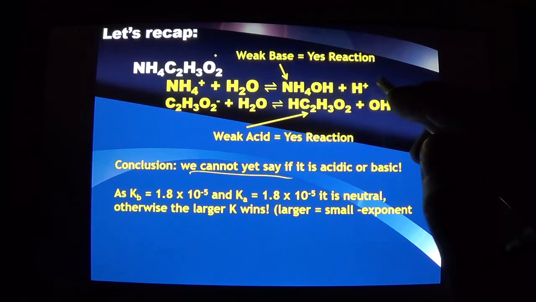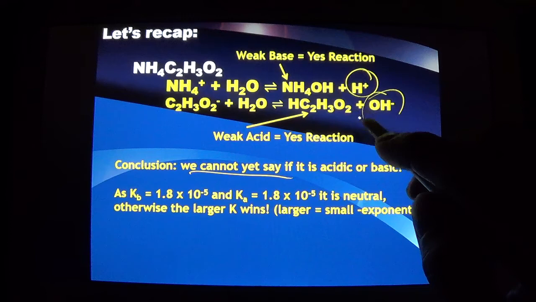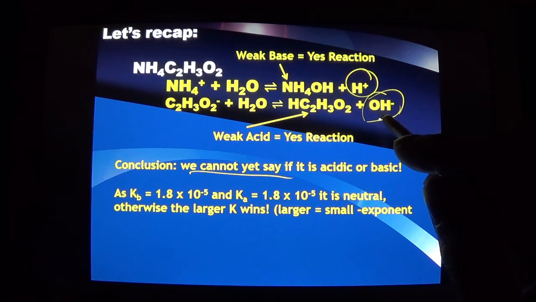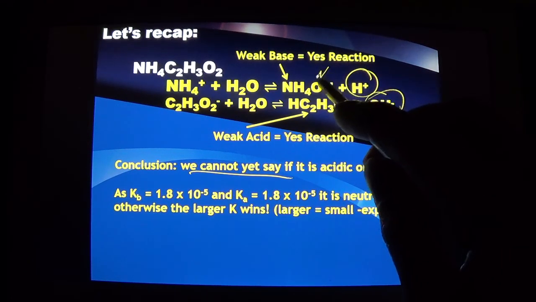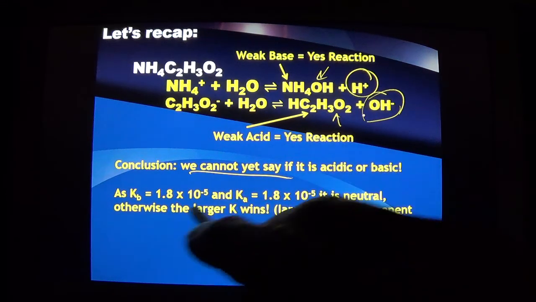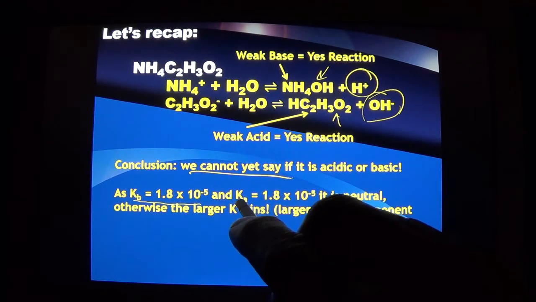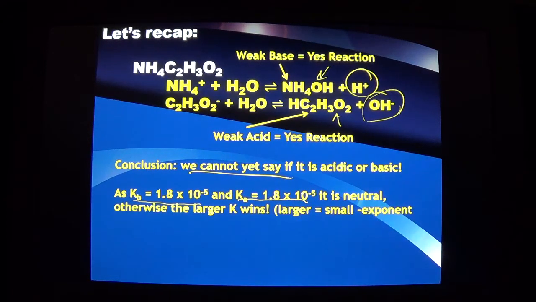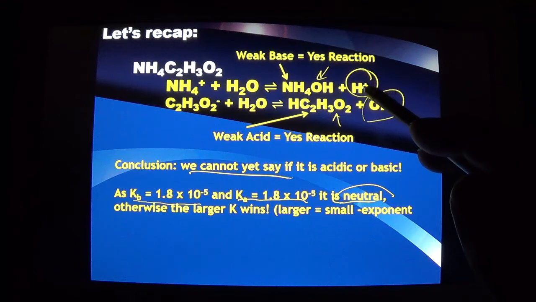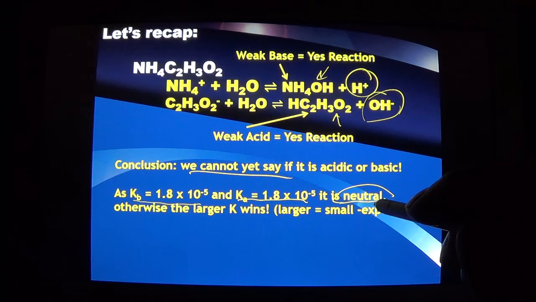To know which one's going to win, is H plus going to win or OH minus going to win? Who's going to break the tie? To know who's going to break the tie, we have to consult Ka values. So I would actually look up this Kb and that Ka. What do I find? I find my Kb and my Ka are identical. It doesn't happen often, but coincidentally it did happen here. So if they're identical, it is in fact neutral. I will get just as much of this as I'll get of that.